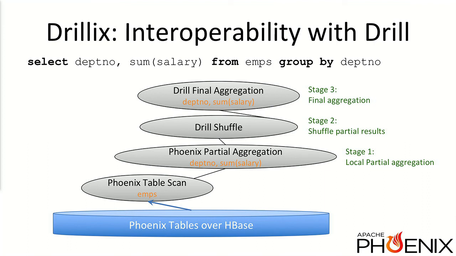During runtime, the partial aggregation results returned by Phoenix are converted into Drill format, then shuffled across Drill servers, and then serve as the input of Drill's final aggregation.